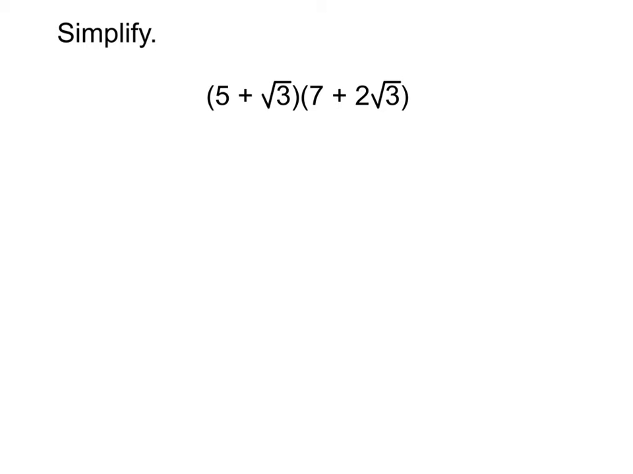Because we know that if I'm multiplying binomials, I need to multiply everything in the first parenthesis by everything in the second parenthesis. So I'd start by doing the 5 times the 7. So that gives me 35. And then we do the 5 times the 2 root 3.